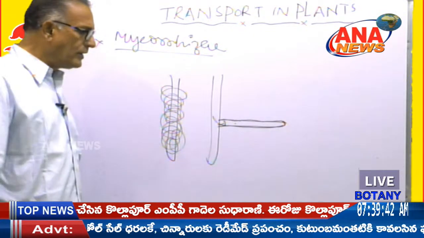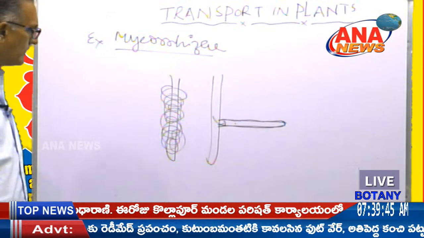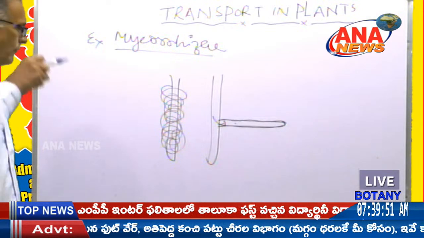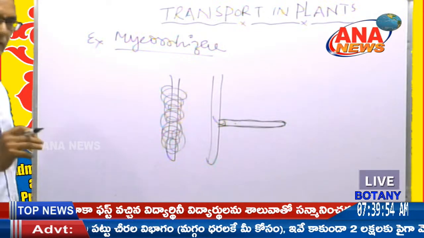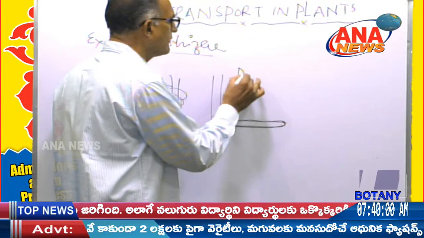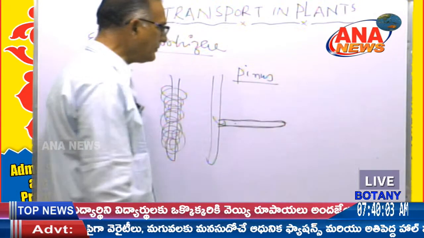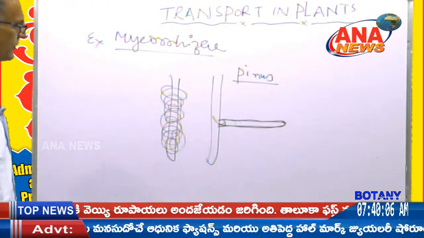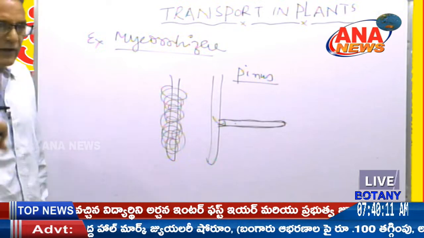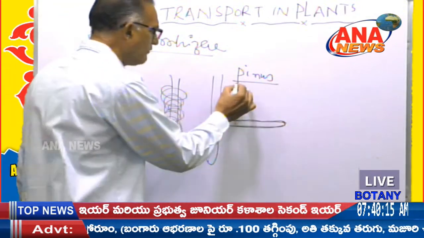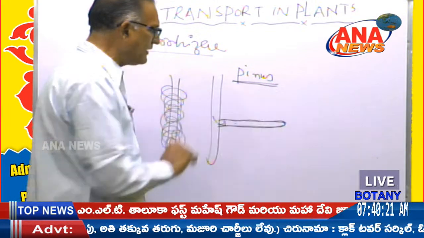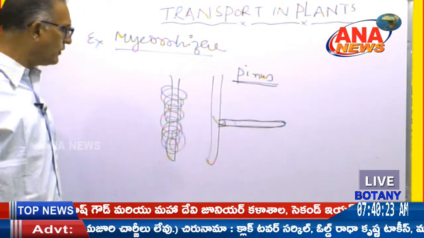Some of the plants have obligate mycorrhizae. Some of the plants are obligate, compulsory. Without the fungus, the plants cannot establish. The plants cannot survive. For example, Pinus. Pinus seeds are associated with the fungus. Without association of the fungus, the Pinus seedlings are not established and developed. In Pinus plants, it is an obligate association.